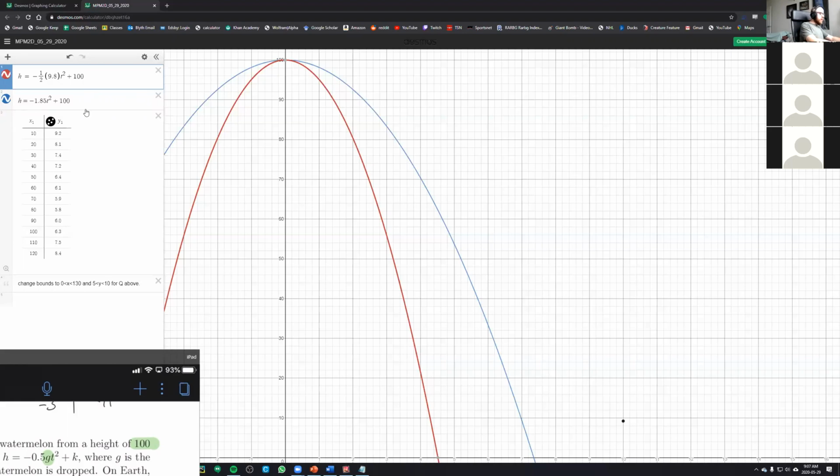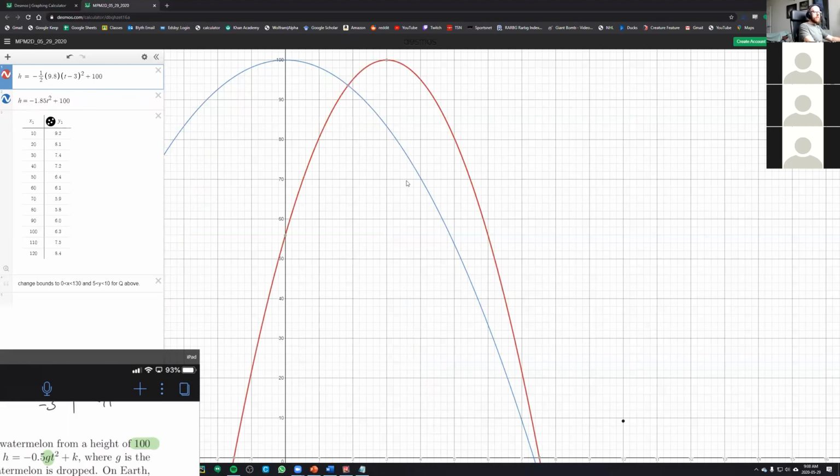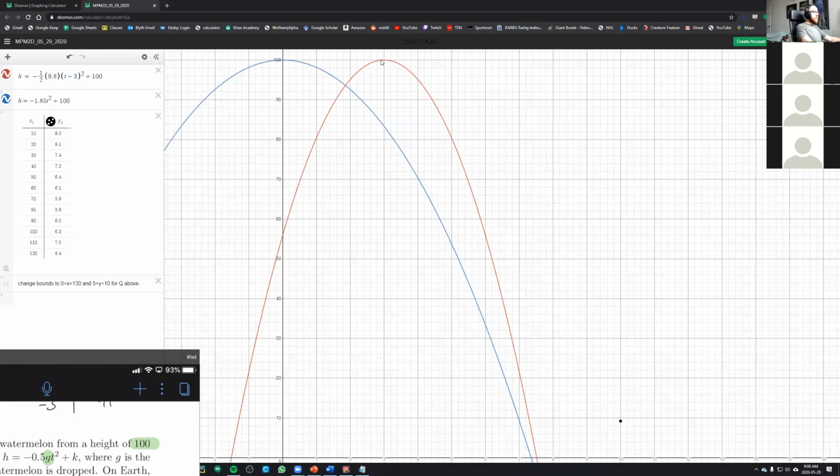So let me propose something. I'm going to open up some brackets here on my t expression, and I'm going to subtract 3. Now we know that this represents a transformation, right? When we add or subtract things inside the brackets on the t, it's going to move our graph around. This represents a horizontal translation. And indeed, when I look at where my vertex is now, my vertex is at 3 and 100. Which tells me that if I were to wait 3 seconds, then the new vertex would be there, because that's where the watermelon is being dropped.